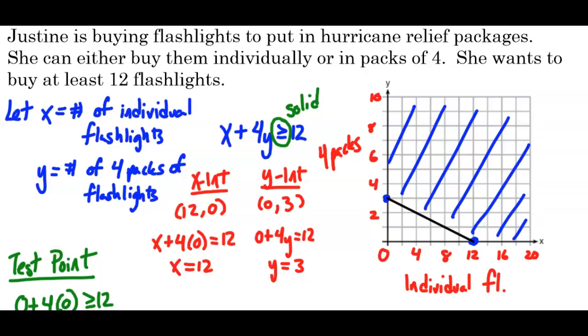So if we were looking for a combination of flashlights that satisfied Justine's goal, pick any point in the solution set in the shaded area, right? So for instance, 16, 5. That combination of 16 individual flashlights and 5 4-packs would satisfy her goal of buying at least 12 flashlights.